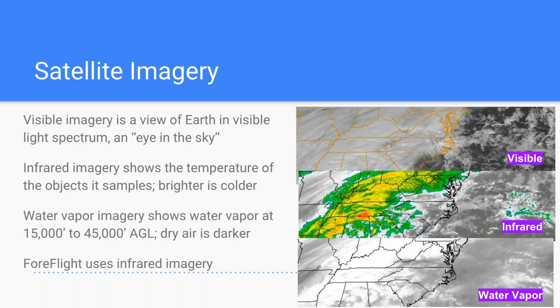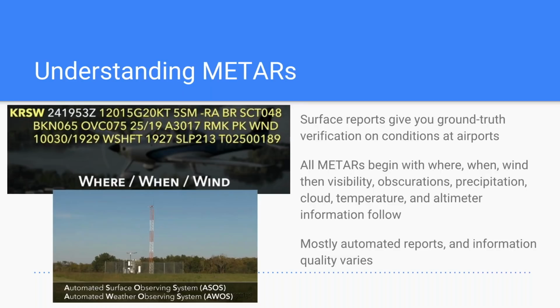Dry air is usually darker. Moisture-laden air is usually white. If you use a product like ForeFlight, you're looking at infrared imagery. I'm only showing you the three different types of satellite imagery because you may see visible or water vapor imagery online or elsewhere in your briefing.